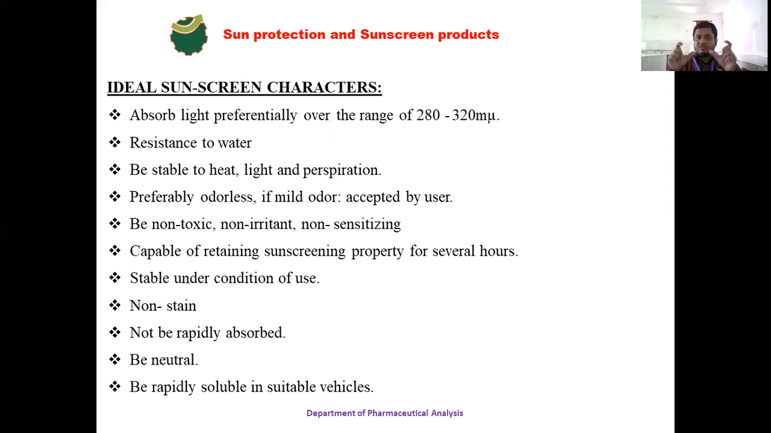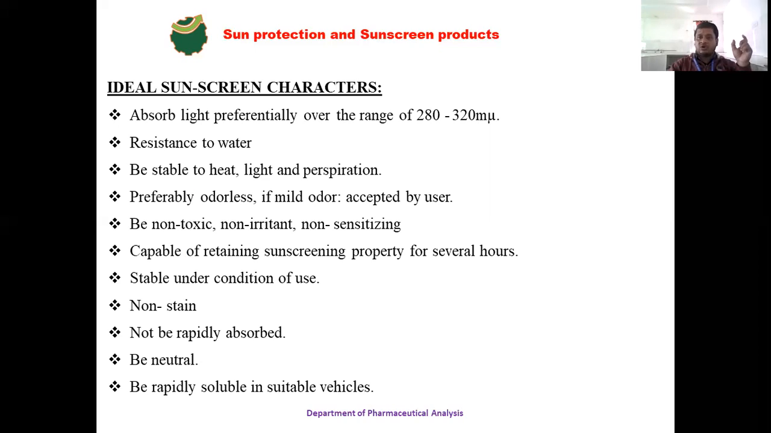Now any sunscreen preparation or sunscreen product should have certain characteristics. Okay, the first one is it should absorb the light or UV light or sunlight in the range of 280 to 320. Okay, that wavelength it should absorb or even reflect back.